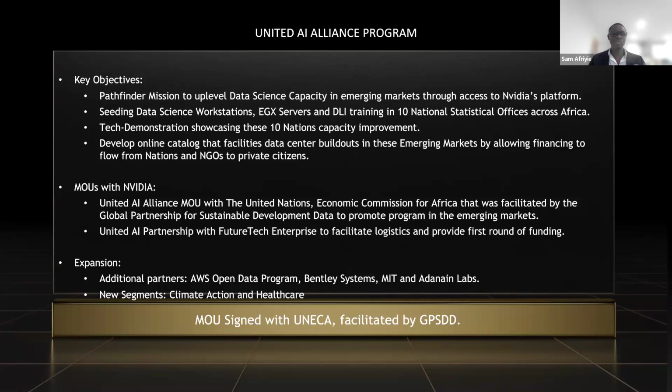But the new segments we now want to focus on more, beyond statistics, would be climate action and healthcare. Climate prediction is very important when it comes to helping countries plan ahead for disasters, and then also healthcare planning. As we all know, the disruption of COVID is very vital. So if we can help use our technology to assist countries to predict the next pandemics that can come, so they put the right healthcare measures in place, that would be amazing. And so this is what we want to do.